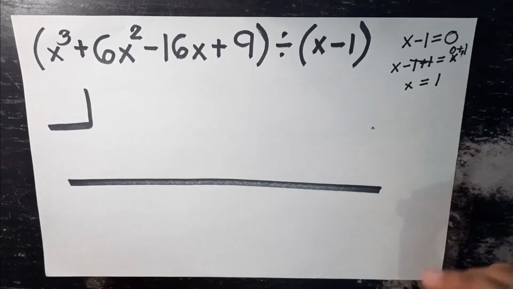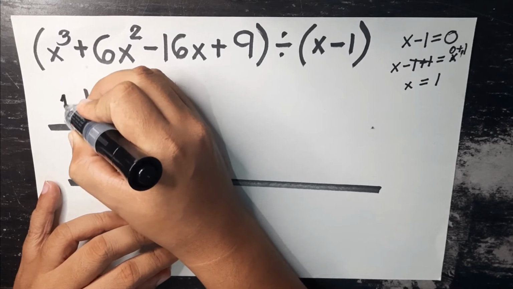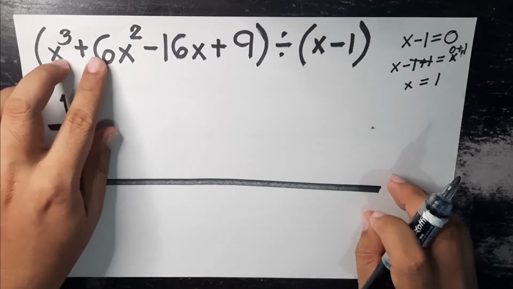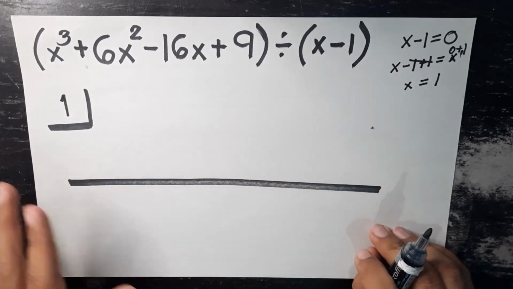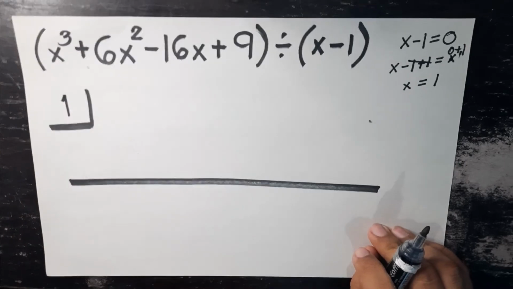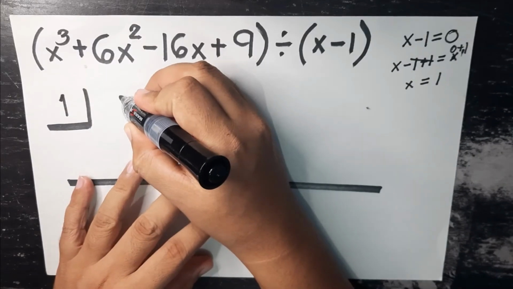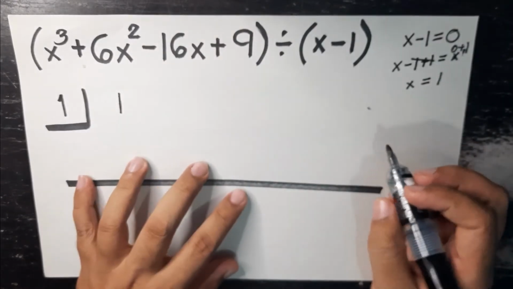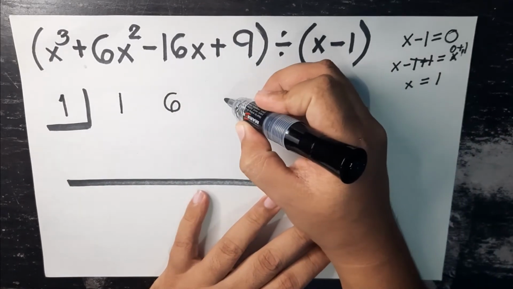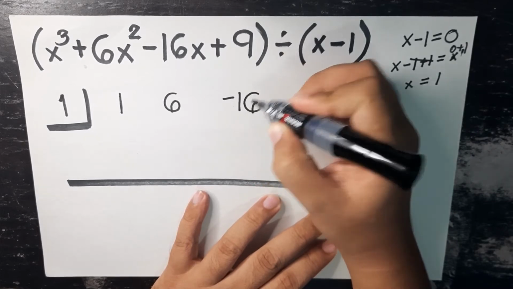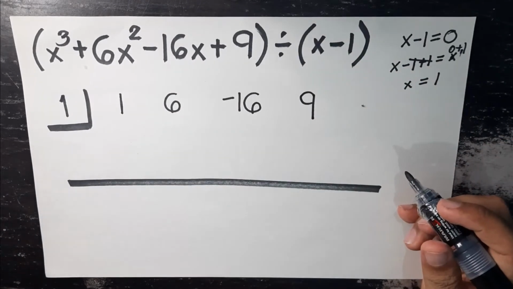So the answer here, after we equate to 0, is the value that we will be putting inside this space. That is positive 1. Now, we will be filling out these empty spaces by writing down all the numerical terms of the given dividend. So for x cubed, we have 1. For 6x squared, we have 6. For negative 16x, we have negative 16. And for plus 9, we have positive 9. Again, the numerical terms only.